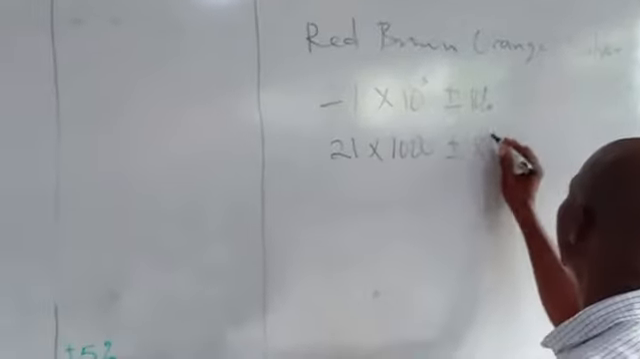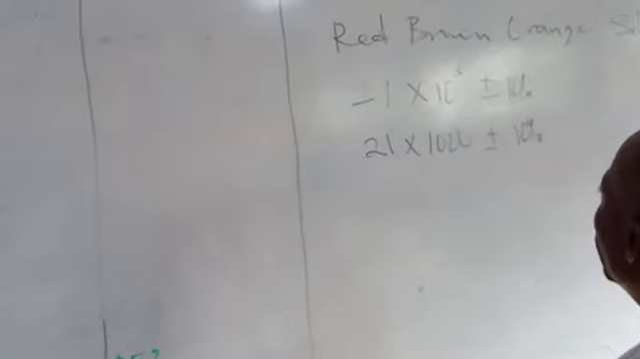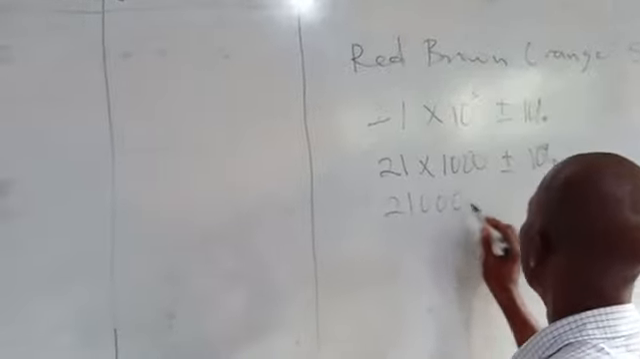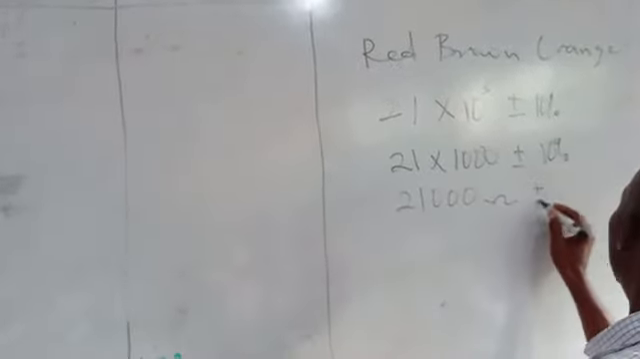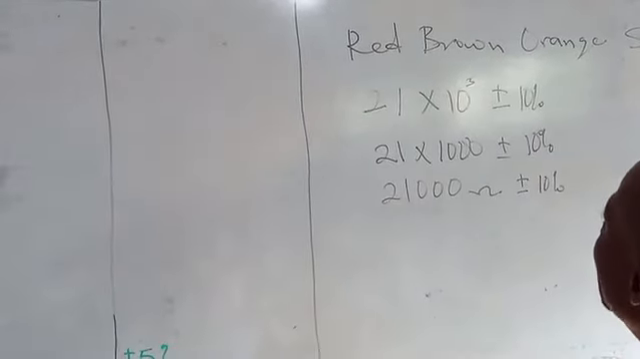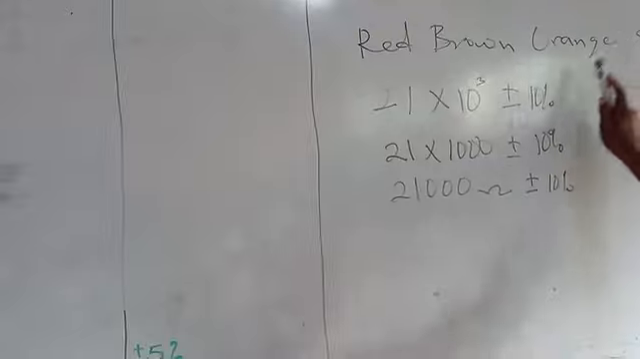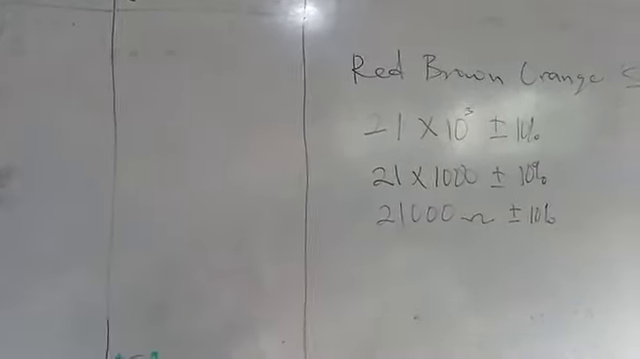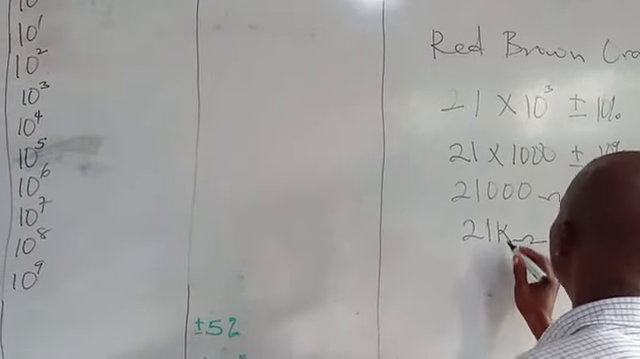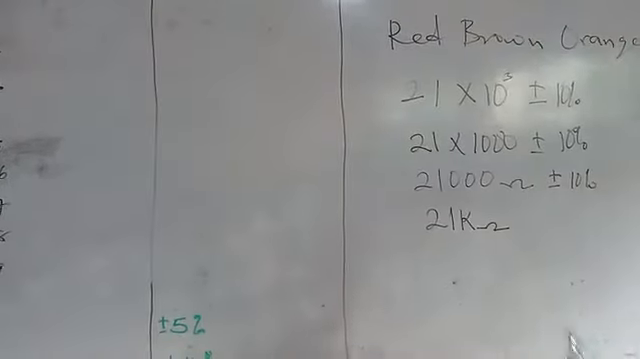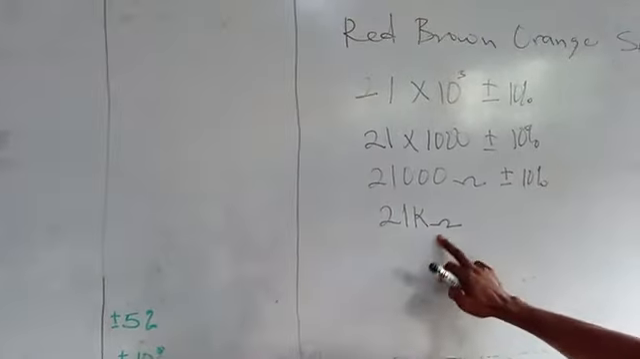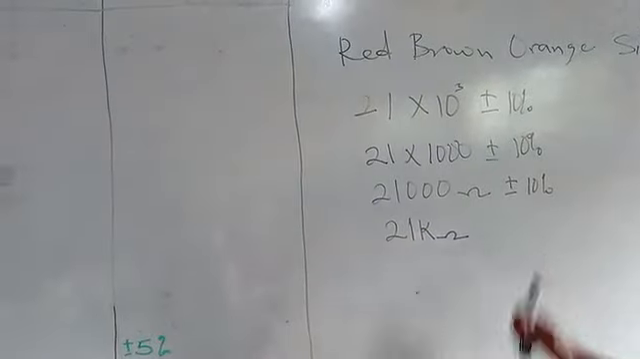So 21 times 1000 will give us 21,000 ohms plus or minus 10%. It means that when you have red, brown, orange, that resistor is 21,000 ohms. Or we can say it's 21 kilo ohms. Kilo means 1,000. Red, brown, orange resistor is a 21 kilo ohm resistor. So that's that about that one.